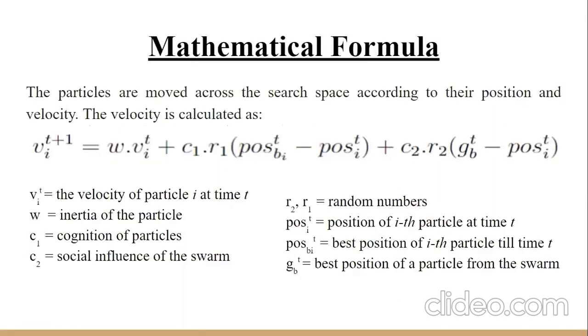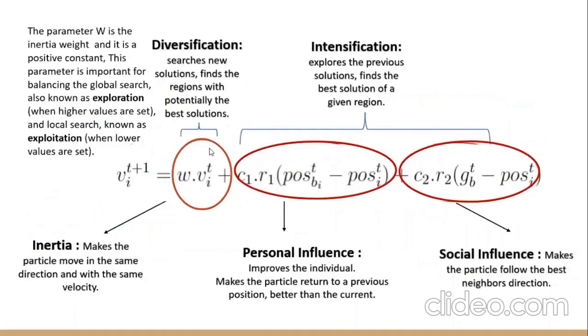For the analysis part, first we'll go through the mathematical formula. As discussed, those particles move in a search space according to the position and velocity, and the velocity is calculated as follows. And these are the different parameters which I'll be going through. The first part, as you can see here, is generally used for diversification, which is searching new solutions and finding the region which has the best solution.